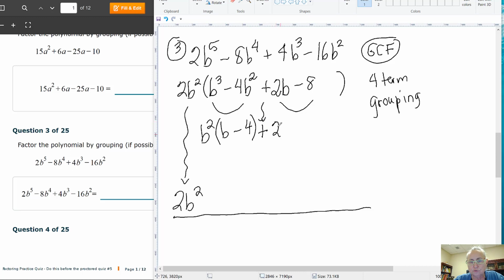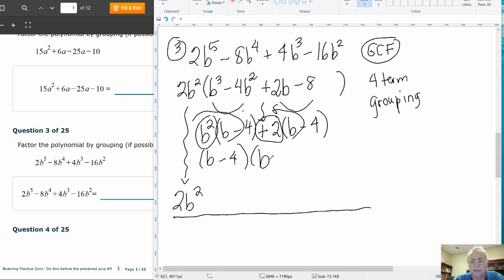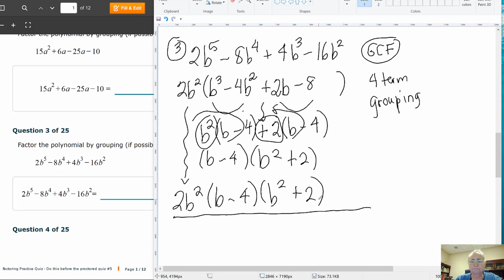I'm going to take out a 2, and left inside will be b minus 4. So this is what I was hoping for. They have a common factor of b minus 4. Those have been factored to the front. So this one has come to the front, this one has come to the front. It leaves b squared plus 2 for my second factor. And I've already got my greatest common factor down here, so I go ahead and I write my final answer down there with the greatest common factor.